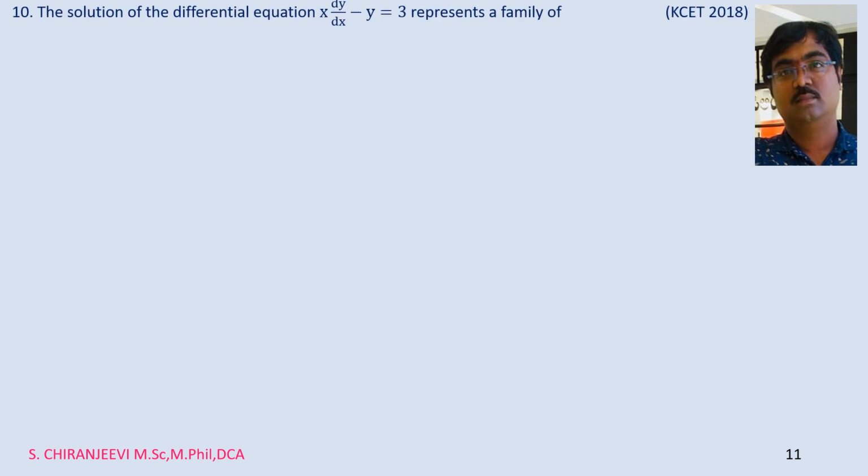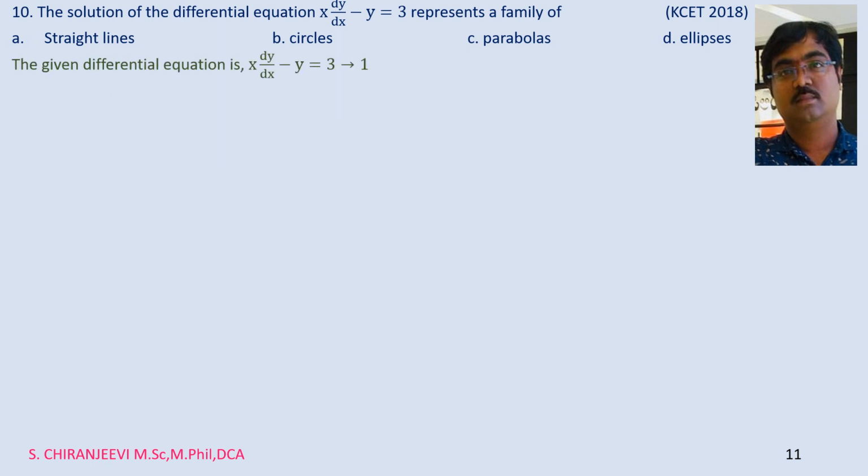The solution of the differential equation x dy by dx minus y equal to 3 represents a family of, which is asked in the year 2018. Options are straight lines, circles, parabolas, ellipses. The given differential equation is x dy by dx minus y equal to 3.